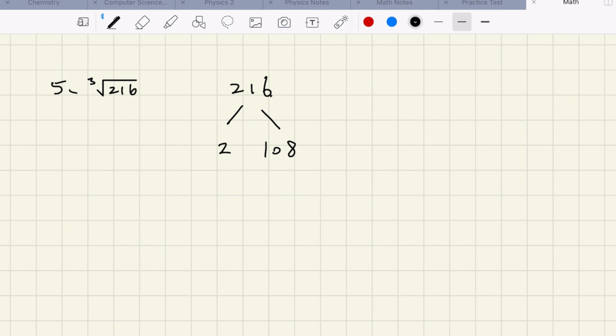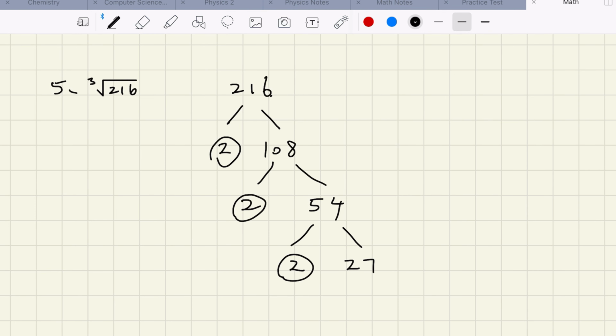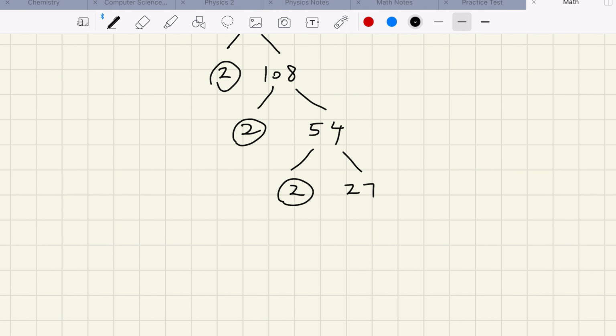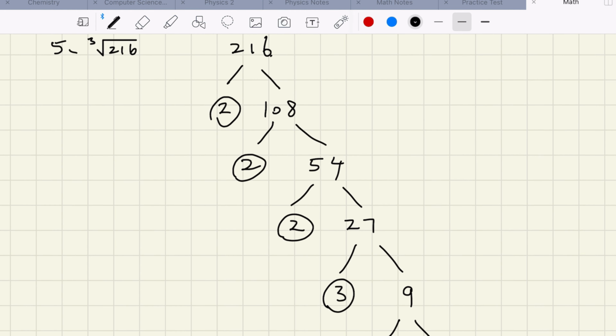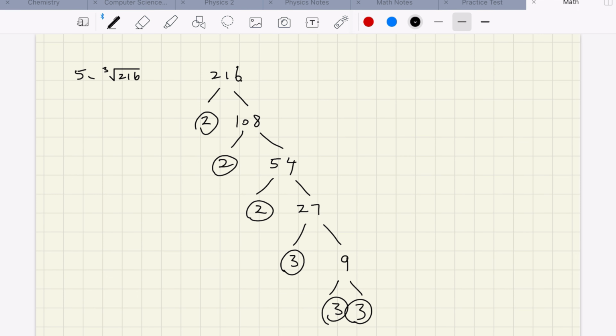Now you have to factor 108 many times, right? So let's do this. So 2 and 54. 2 and 27. Also circle the ones that can't be factored already so you don't forget. Now, we did this before, 3 and 9, and 3 and 3. So you see there are actually multiple steps here. You have 3 2s and 3 3s.